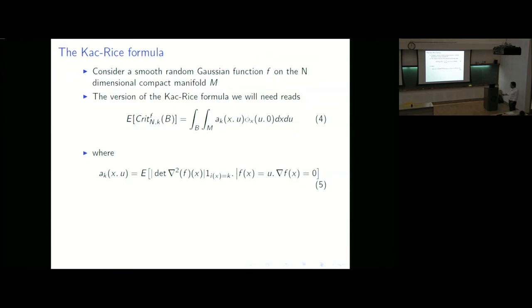Okay? So you see here the random matrix. The random matrix is this Hessian, conditioned on the fact that the function is critical and possibly on the value. All right?